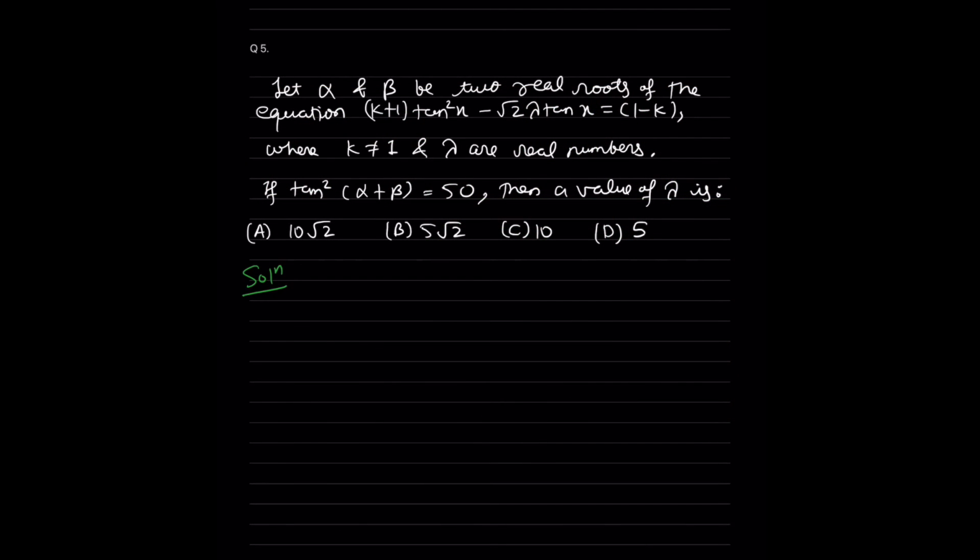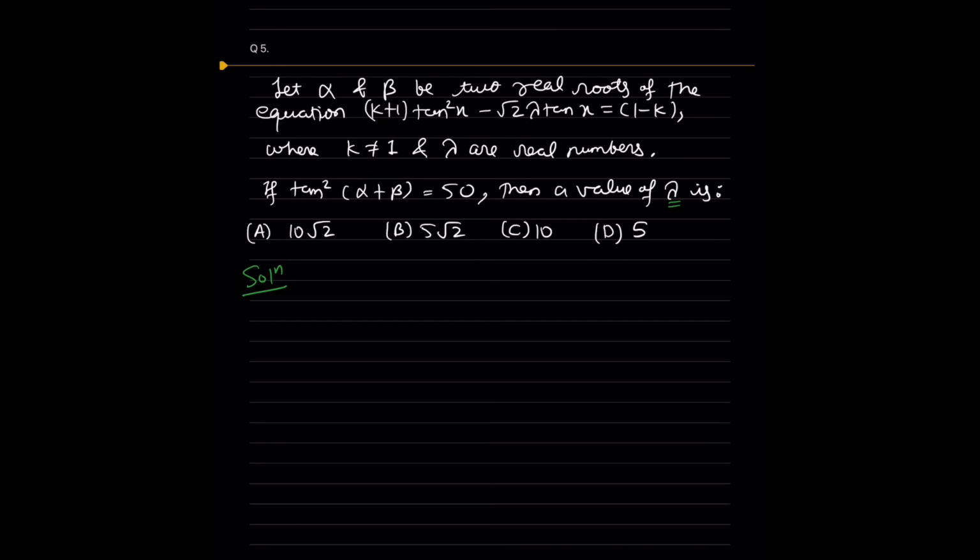In this question, alpha and beta are the real roots of the equation (k plus 1) tan square x minus root 2 lambda tan x is equal to 1 minus k, where k cannot be equal to 1 and lambda is a real number. And one more thing they have given us, that tan square of alpha plus beta is equal to 50, and we are supposed to find the value of lambda.